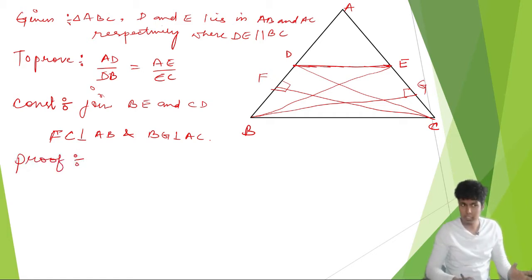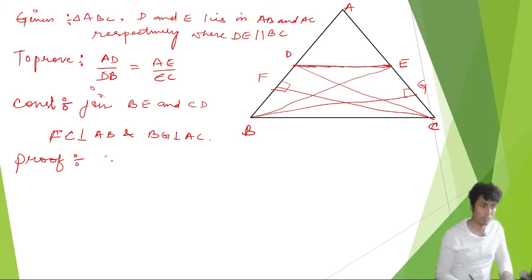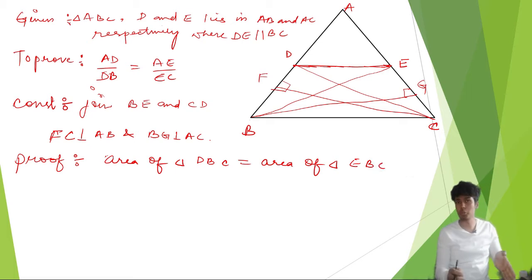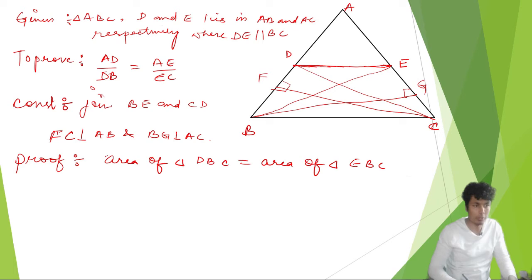Now, simple. Let us assume a triangle BDC and triangle BEC. The area of these two triangles will be equal. Why? I'll tell you. Area of triangle DBC is equal to area of triangle EBC. These two triangles are equal. Okay, now the next thing.